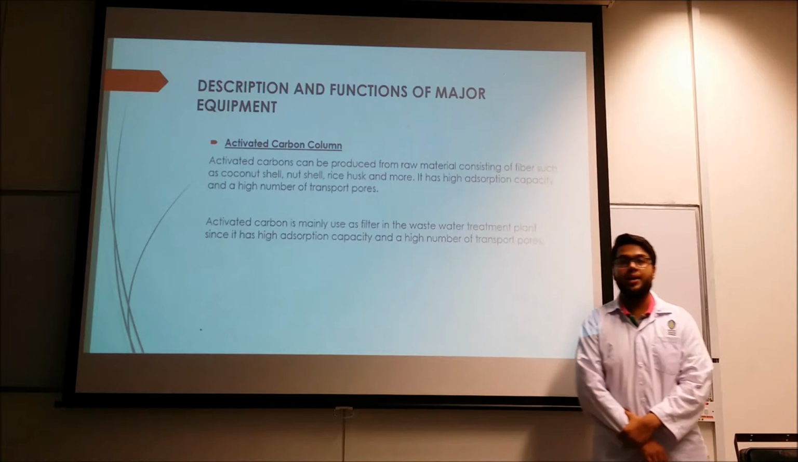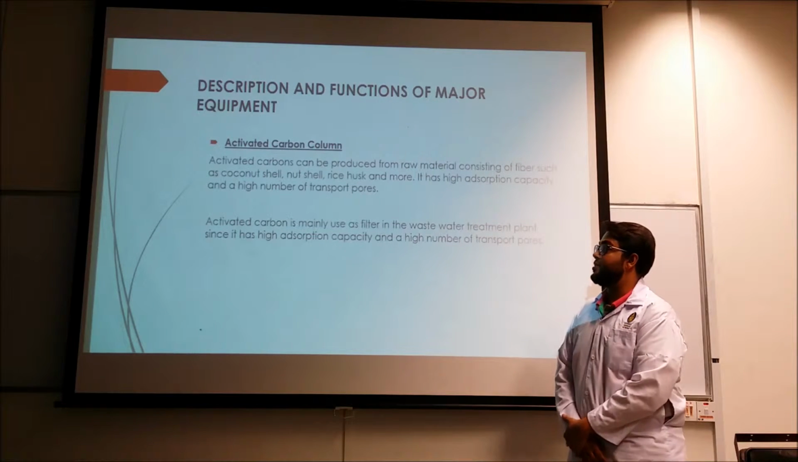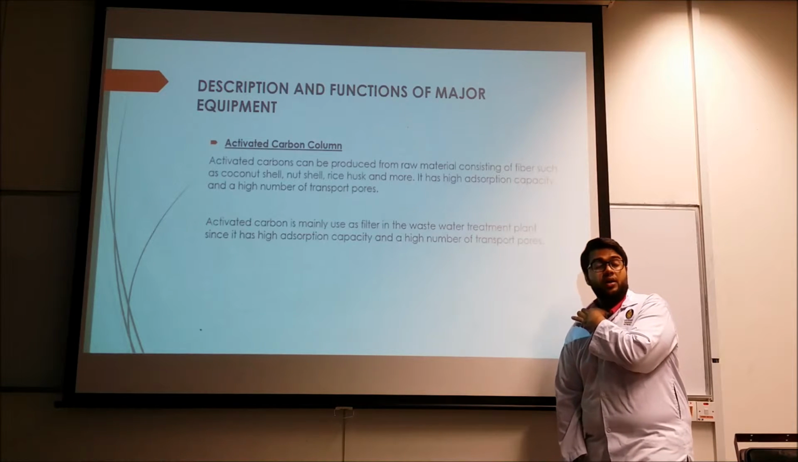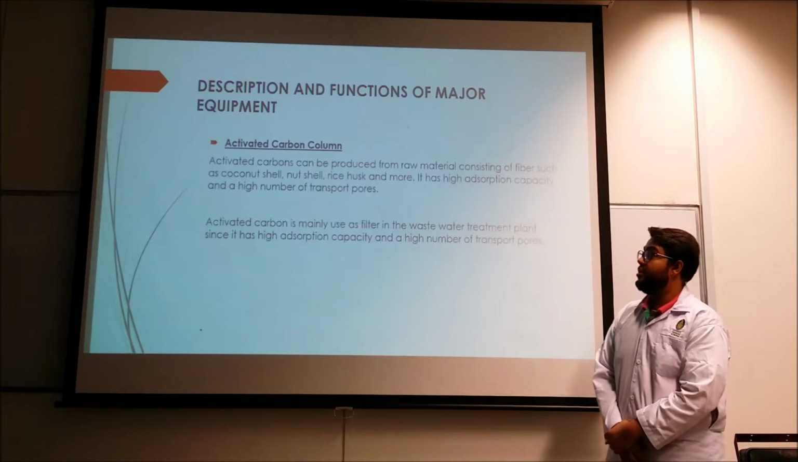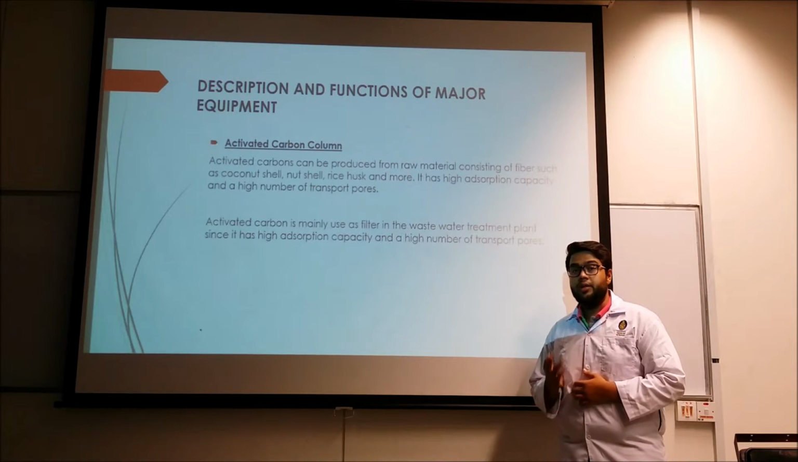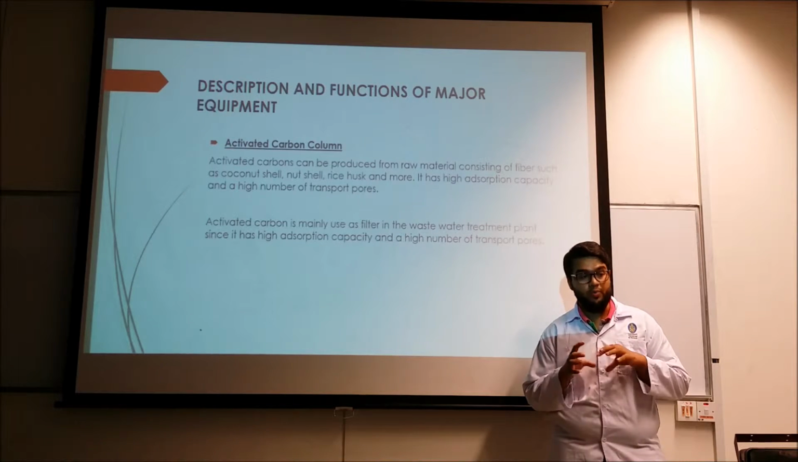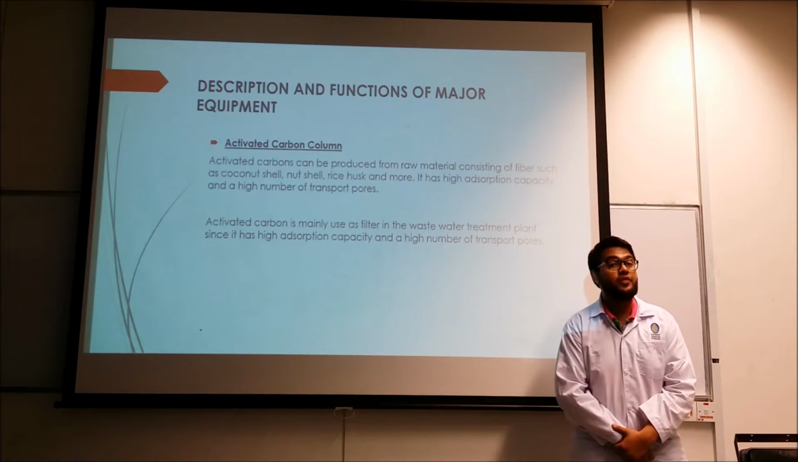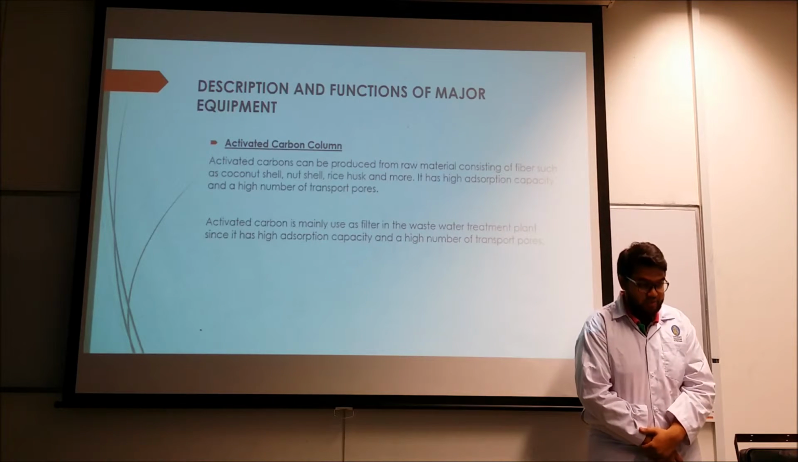Moving on to our lab experiment, which is the activated carbon column. My friends will explain briefly about this. I would like to go through it again. Activated carbon can be produced not only by chemical means. It can also be produced from raw materials such as coconut shell, nut shell, rice husk, and many more. So why do we choose activated carbon? Because activated carbon has a high adsorption capacity and a high number of transport pores. As we know, activated carbon is mainly used in filtration because it has tiny pores, which are very good for adsorption.